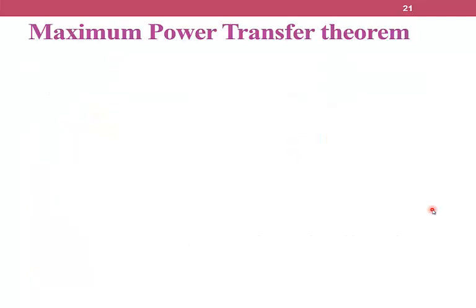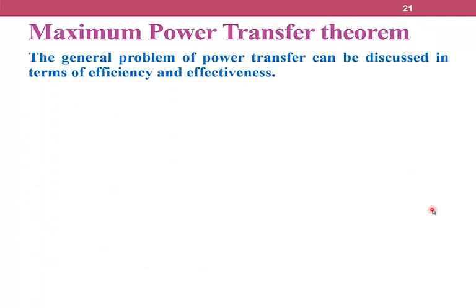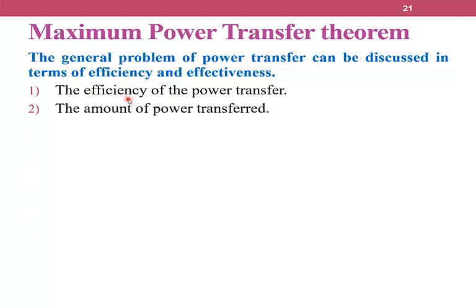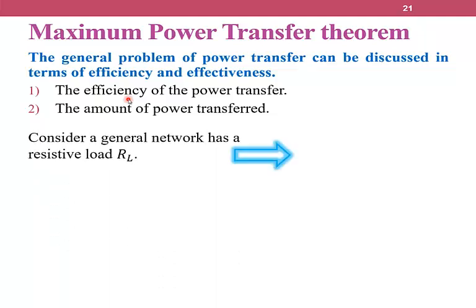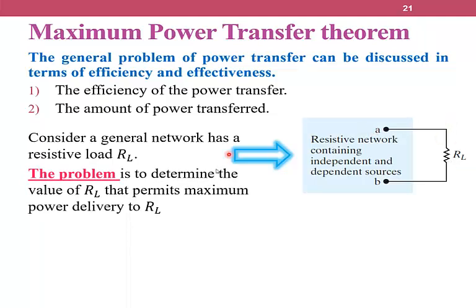The third part of our experiment is the maximum power transfer theorem. The general problem of power transfer can be discussed in terms of efficiency and effectiveness. So we are interested in knowing the maximum power in the circuit in order to have good efficiency and effectiveness. The maximum power theorem will provide us with the efficiency of the power transfer, the amount of power transferred. Consider a general network that has a resistive load RL. The problem is to determine the value of RL that permits maximum power delivery to our load.